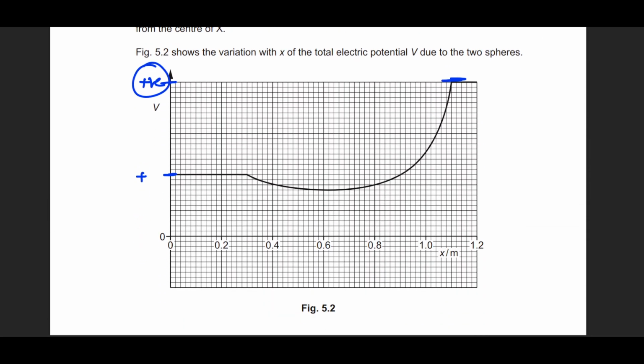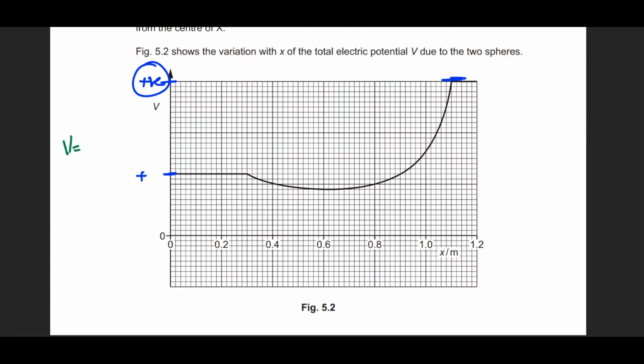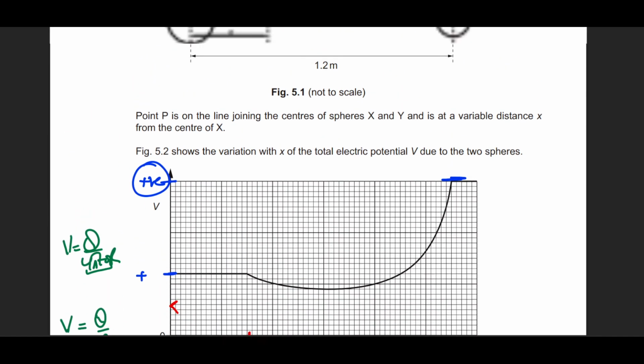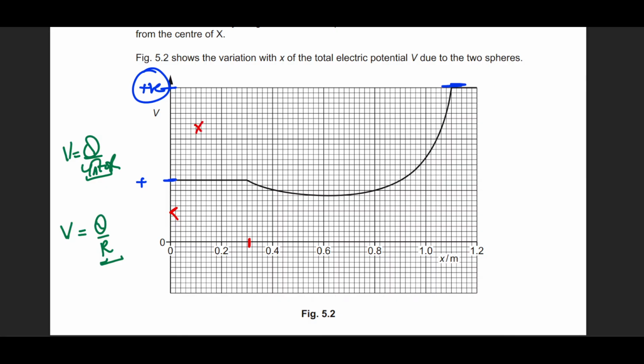Let's discuss this point. The formula for potential is V equals Q divided by 4 pi epsilon naught R. Since epsilon naught and 4 pi are constants, we can say that potential is proportional to Q divided by R. Now, if we move away in terms of R, the potential decreases or increases respectively. Let's discuss a point which is exactly the same distance for both of them. You could choose any point. From the center of sphere X, this is side X and this is side Y.